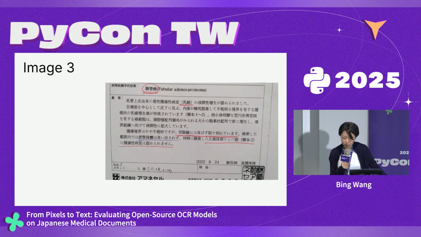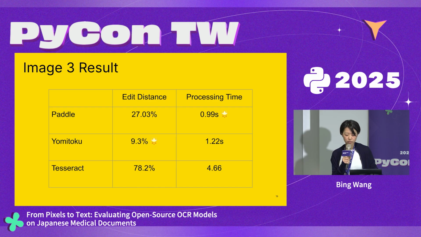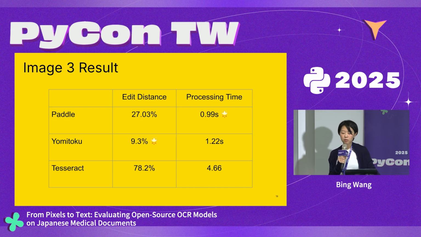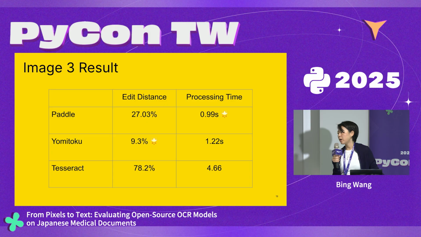And then for image number 3, this is an image that's relatively small and lower in resolution. It also, as you can see, has some handwriting in it, and the seal, for example, a tricky layout. So let's take a look at the result. For this one, I think all three models struggled, and Yomitoku's error rate also increased for this document. Yeah, these are the quantitative results.